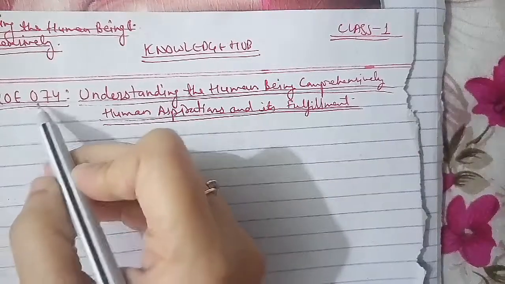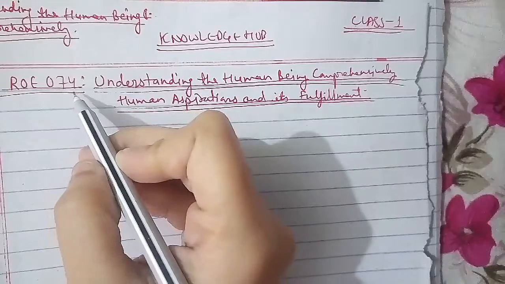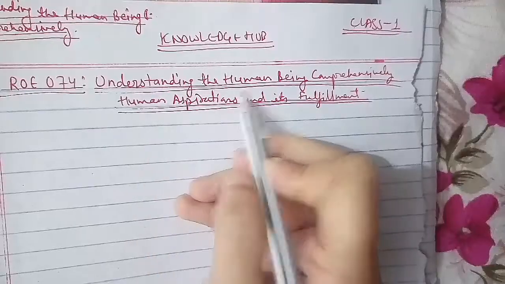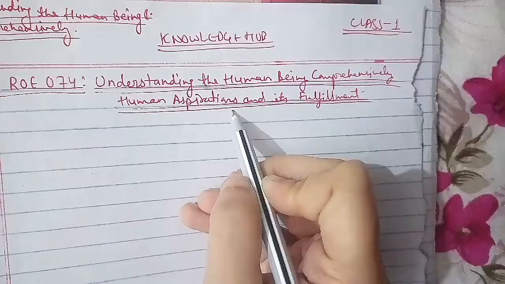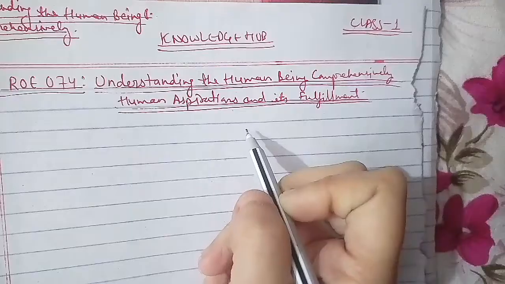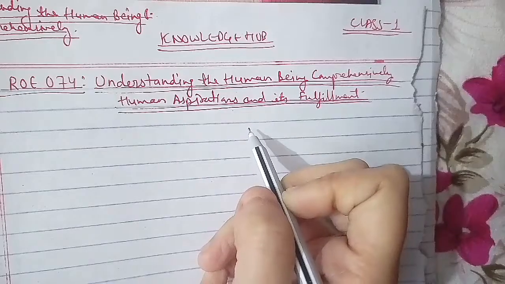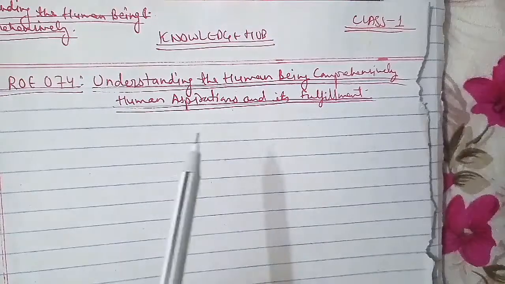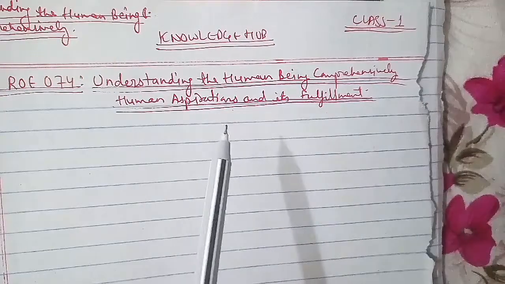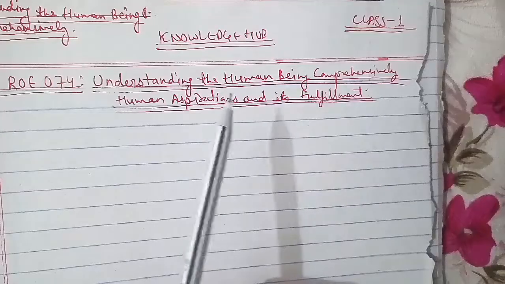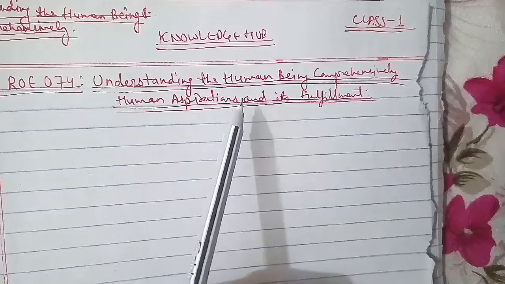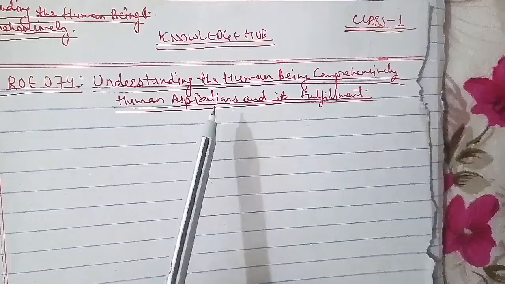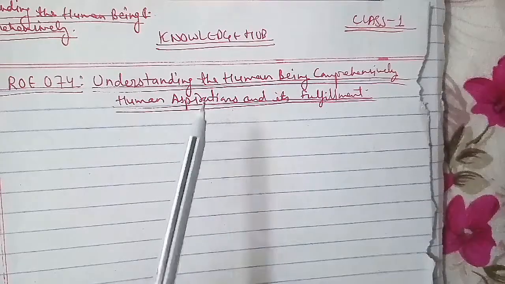The code of the subject is ROE 074, and the full name of the subject is Understanding the Human Being Comprehensively, Human Aspirations and Its Fulfillment. We are talking about the human being here. We will start with this, and that is the first topic we discuss. It is the first unit we have.